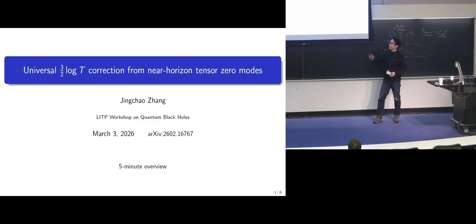I'm going to talk about a theorem that tells us the universality of the 3/2 log T correction to extremal black hole entropy. This is based on a recent work.